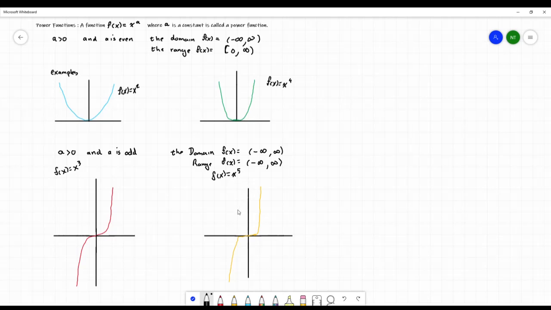One interesting thing to note, guys, is as the power increases in power functions, between the interval -1 to 1, we're going to notice that the curve gets flatter as a increases, okay? So in the interval -1 to 1, as a increases, function f of x becomes flatter.